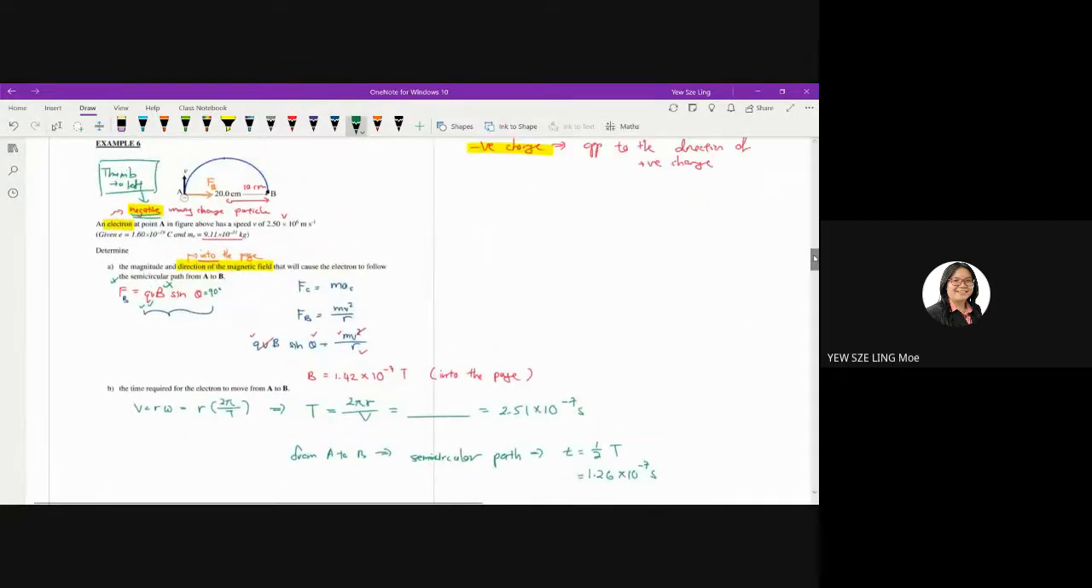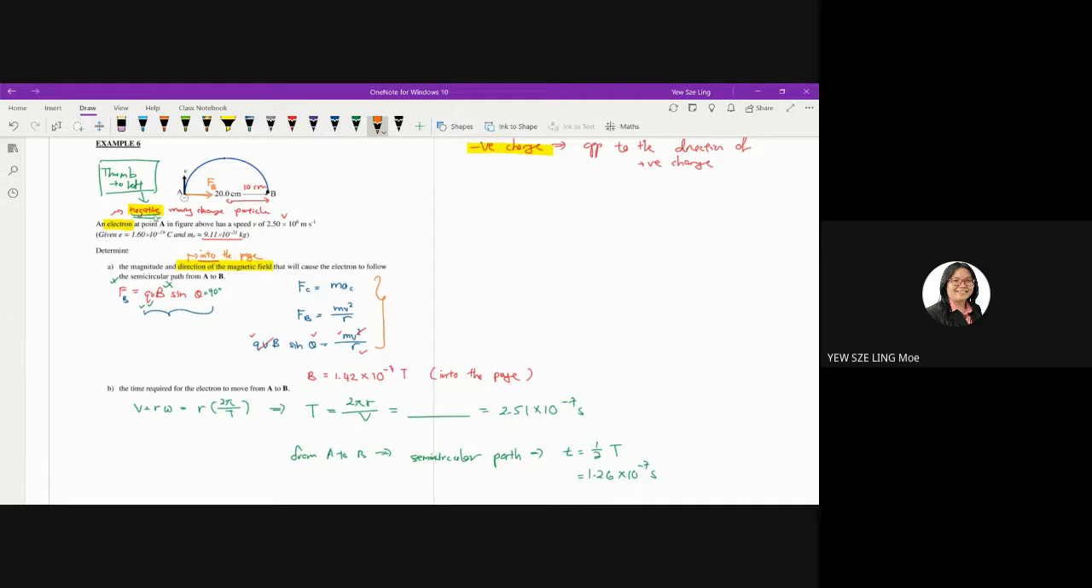So for a moving charged particle, if you have a charge moving in a straight line, straight away you can apply QVB sine theta. But if it is moving in a circular path or semicircular path, usually we have to use this relationship when it comes to circle or semicircle. Semicircular path, usually we have to apply this concept.